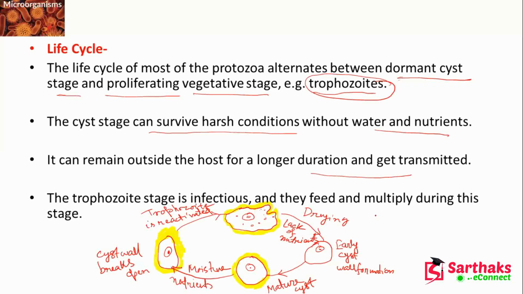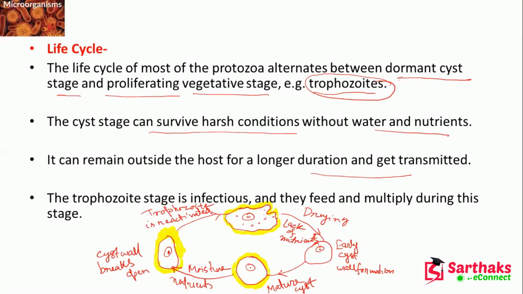Here the cell rounds up and loses motility due to drying and lack of nutrients. Then this mature cyst is a dormant cyst. Whenever it takes moisture and restored nutrients, the cyst will break open, and then the trophozoite is reactivated. This is the stage where the trophozoite is in the active feeding stage. So this is the total life cycle of the protozoa.